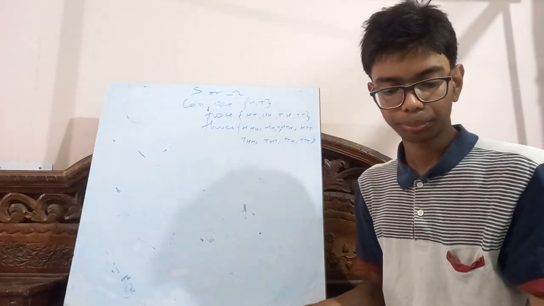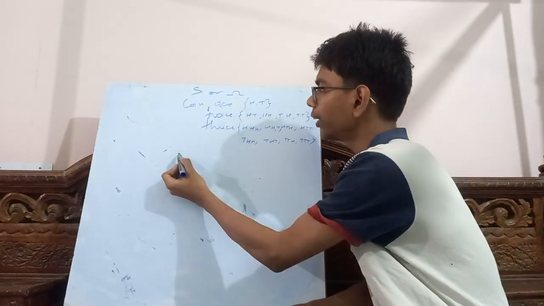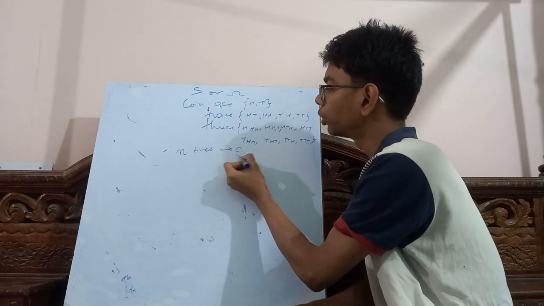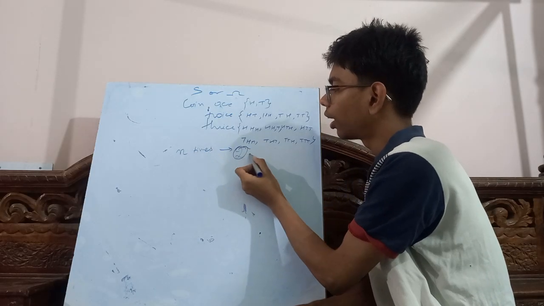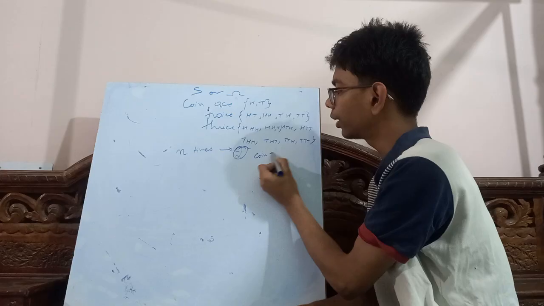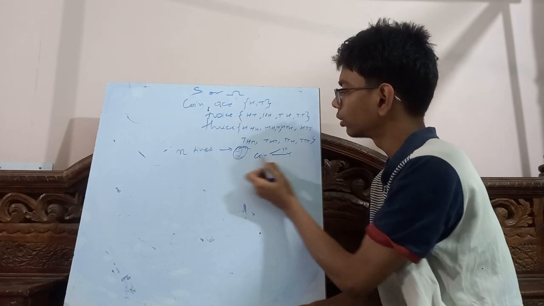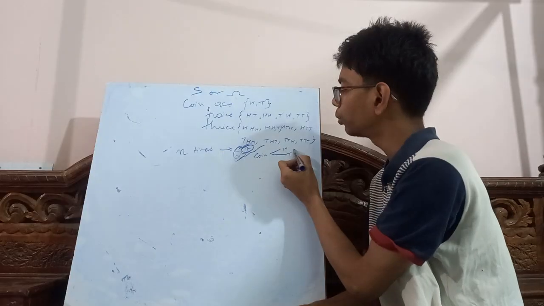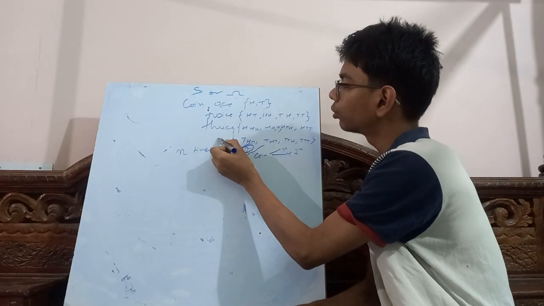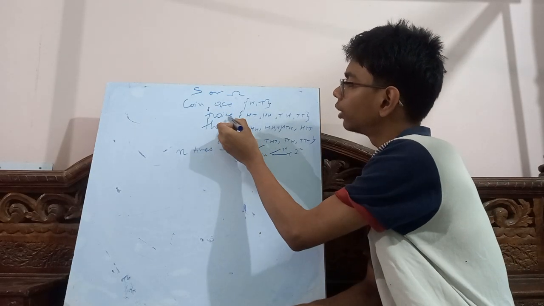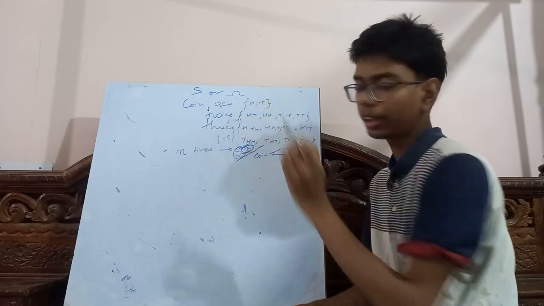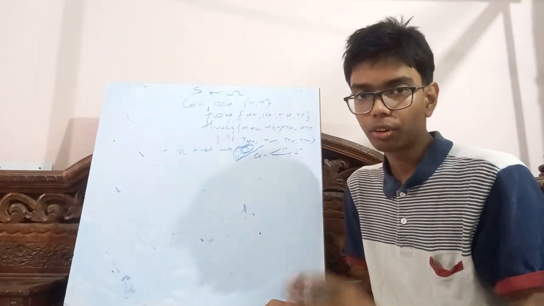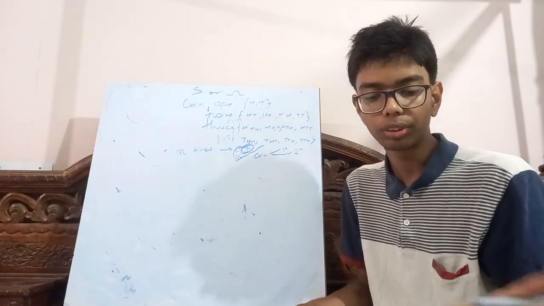So this means if I throw a coin n times, my sample space will be 2 to the power n. Why? Because a coin can give either head or tail, and I am throwing it n times. So the sample space will be 2 to the power n. Here it was 2 to the power 3, 8. Here it was 2 to the power 2, 4.